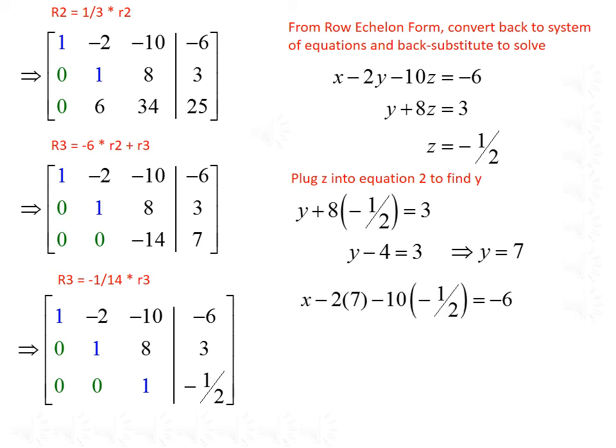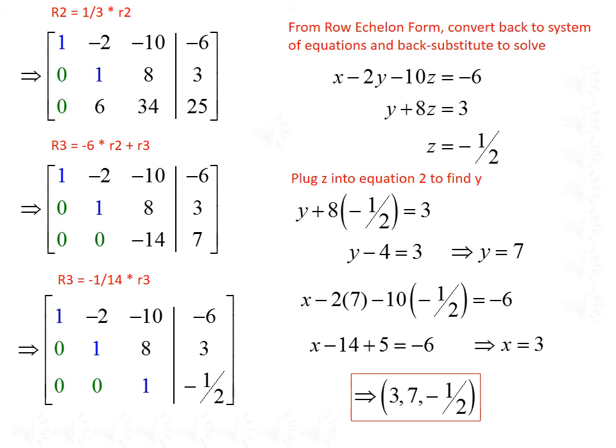Now we know that y equals 7 and z equals negative 1/2, so we can plug those into the first equation to solve for x. So we'll get x minus 2 times 7 minus 10 times negative 1/2 equals negative 6. If we simplify the multiplication, that'll give us x minus 14 plus 5 equals negative 6. And if we simplify, we'll solve and get x equals 3. So the solution to this system of equations is the ordered triple 3, 7, negative 1/2.